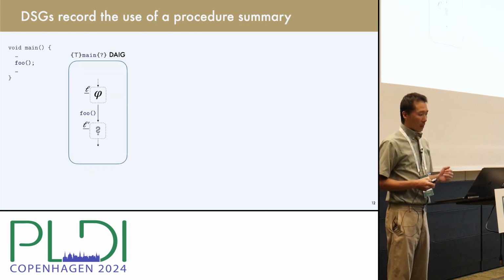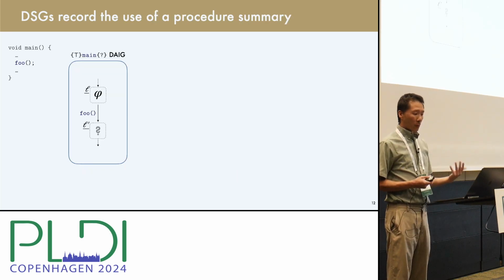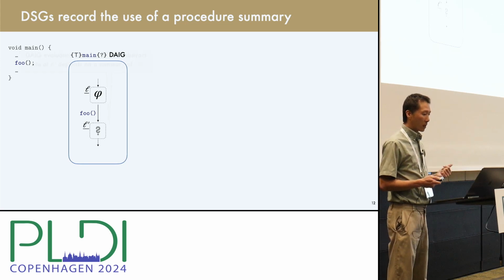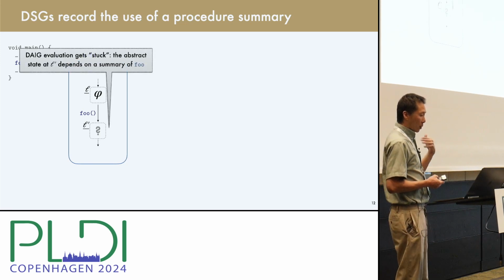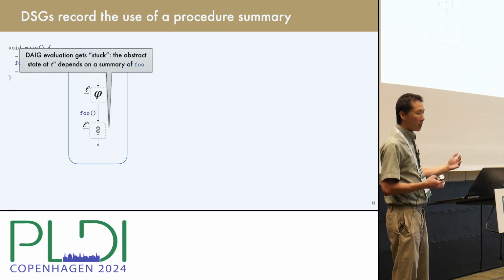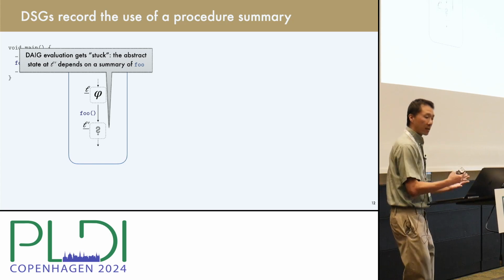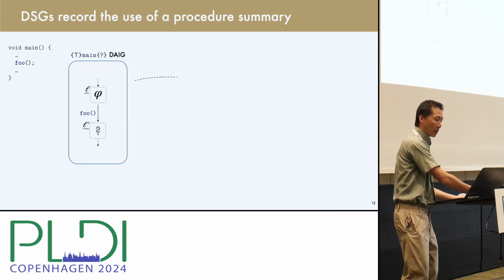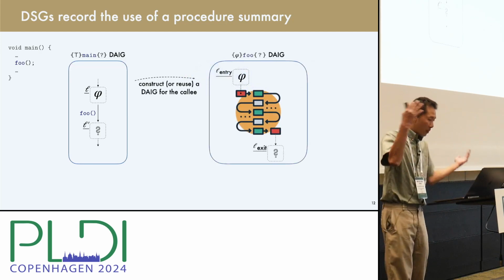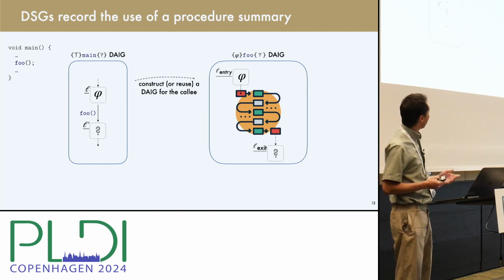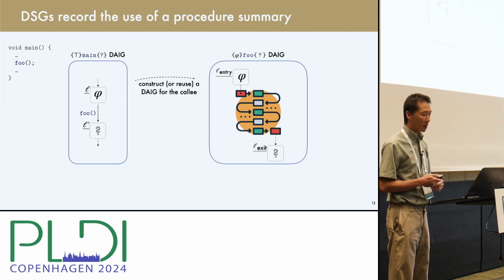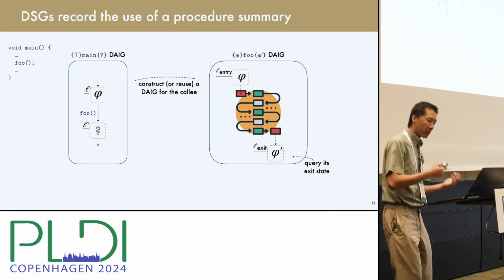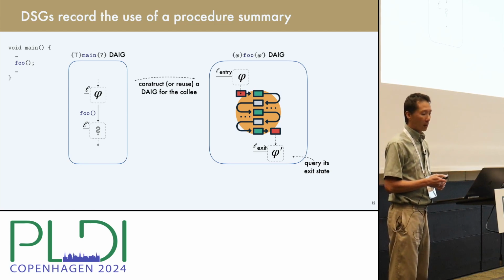Okay, so DSGs record the use of a procedure summary. Here, this is our running example where main calls foo. So if we were trying to get the state at L prime, the DAG evaluation gets stuck at L prime, which depends on a summary of foo. Okay. So at that point, we might construct, or maybe reuse something that already exists, a DAG for the callee, initializing the entry location at L. And then we'll demand a query at the exit to get phi prime at the exit.